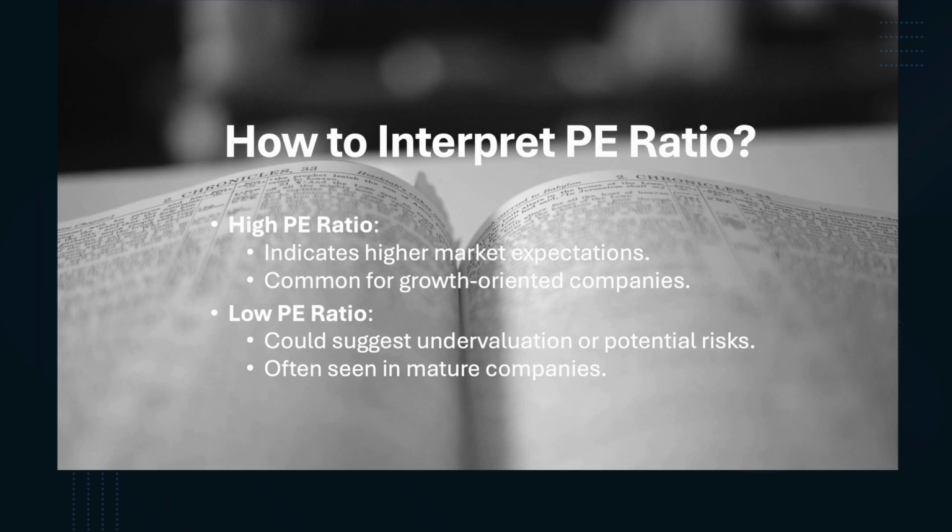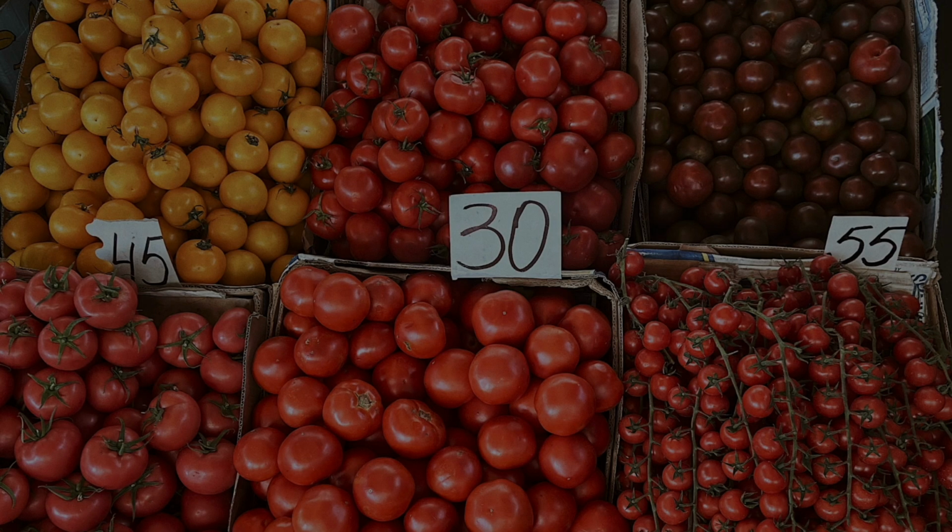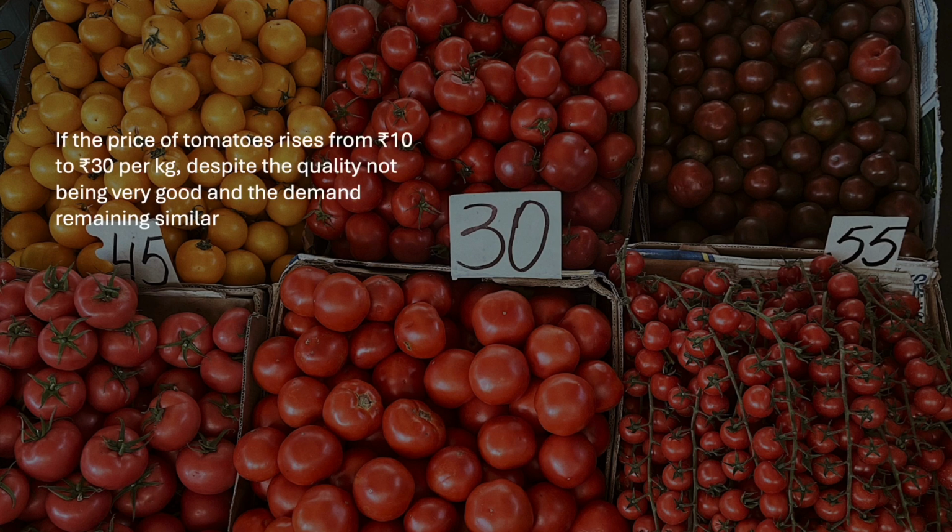So let's classify PE ratio using our trusty tomato example. Just like tomato prices, PE ratios can indicate whether a stock is overvalued, undervalued, or fairly valued, depending on the situation. First, if the price of tomato rises from rupees 10 to rupees 30 per kilogram, but the quality hasn't improved and the demand remains the same, this reflects a high PE ratio. It suggests the stock, or tomatoes in this case, might be overvalued.